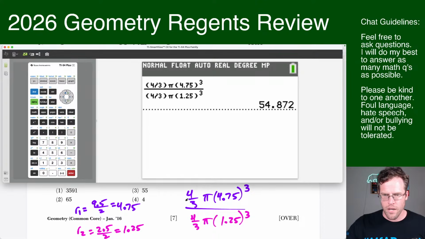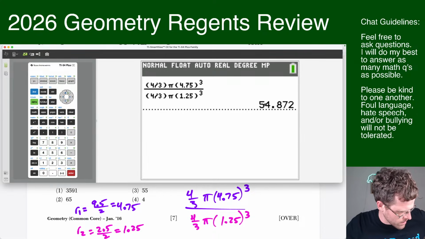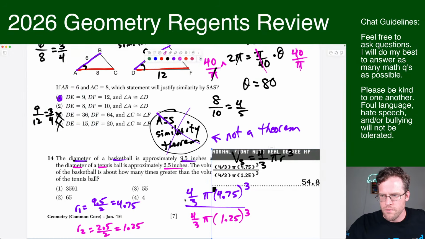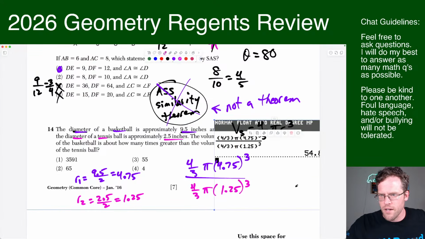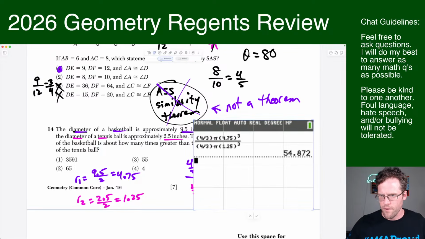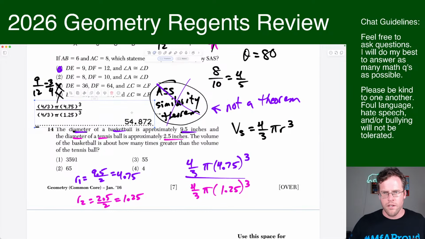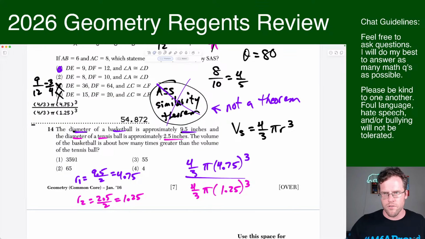And we get almost 55, but they said about how many times greater. So about 55. Let me just get this so it's in the picture. A question like this is definitely fair game. Every question we've seen so far, even though this Regents is 10 years old, is fair game. So 55 would be the closest.